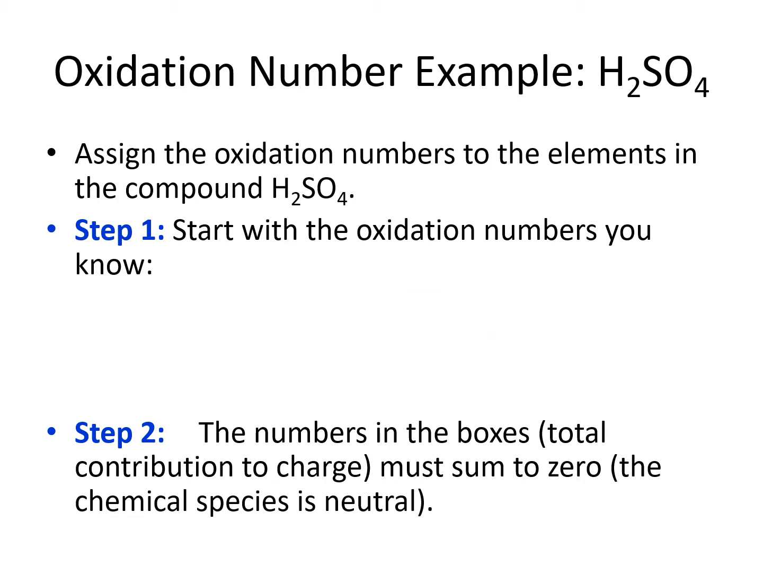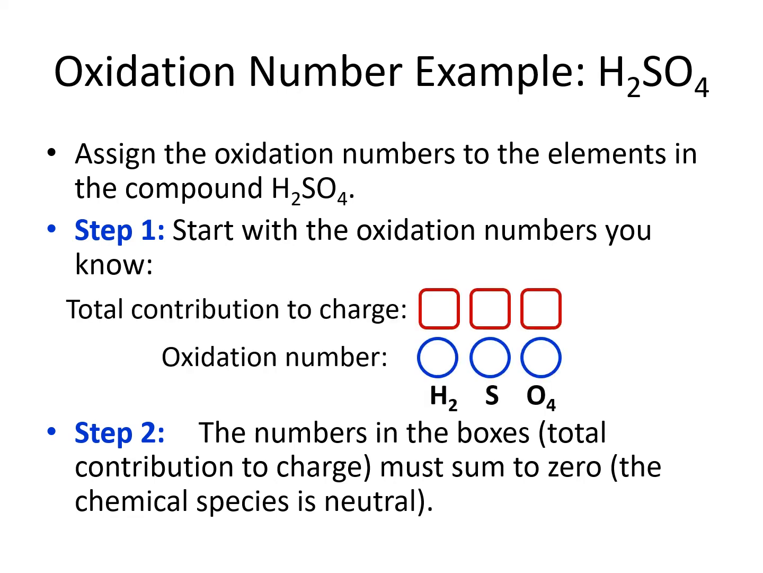Let's look at another example, sulfuric acid. The highest thing on our list right now is hydrogen, so it gets its +1 oxidation number. There are 2 hydrogens. 2 times +1 means the total charge coming from the hydrogens is a +2. The next thing on our list is oxygen. Oxygen has a typical oxidation number of -2. There are 4 of them, so 4 times -2 gives us a total of -8 coming from the oxygens.